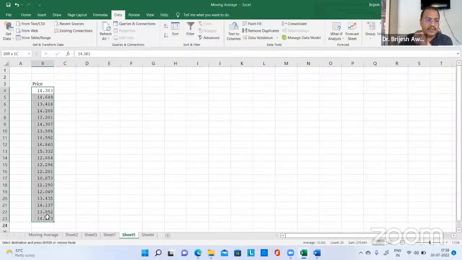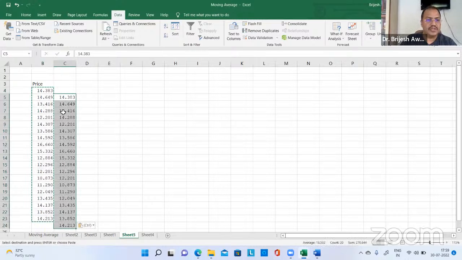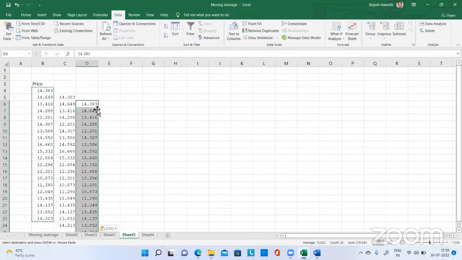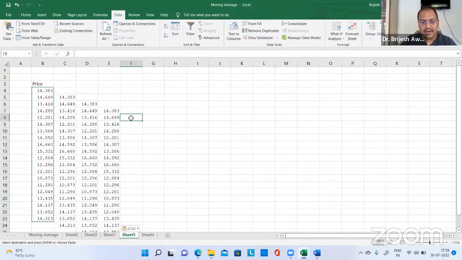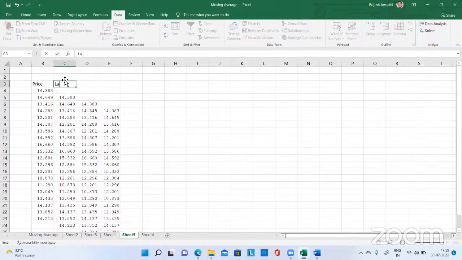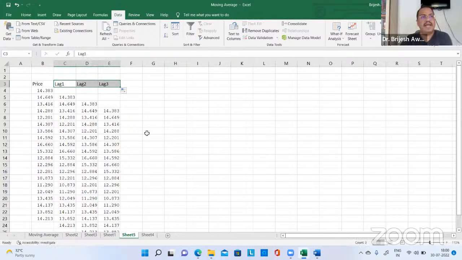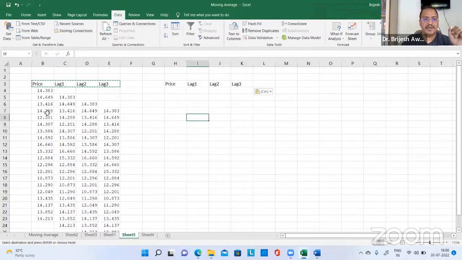Now I will share. I just copied it, Control C, and Control V. So this is what is going to show me lag one. Now Control V again. Okay, I'll take 3 only. This is called lag 1, lag 2, and lag 3. Now I'm going to do a fantastic thing. Control C, and I just paste it here, Control V.